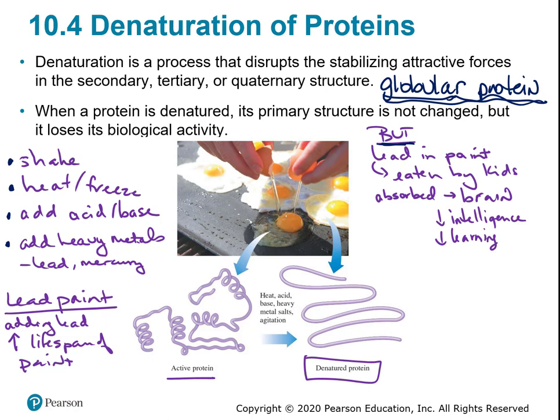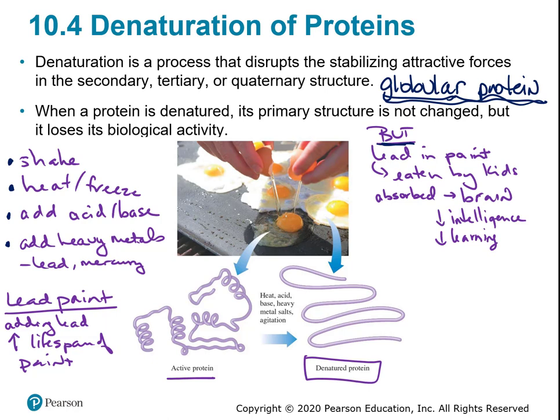So that's why egg white, remember it's a colloid protein, is a real thick material because of how large the molecule is. But if you add something and it causes it to lose its shape, then it loses its appearance, doesn't stay dissolved, and gets white and fluffy, but then also it'll lose its function.